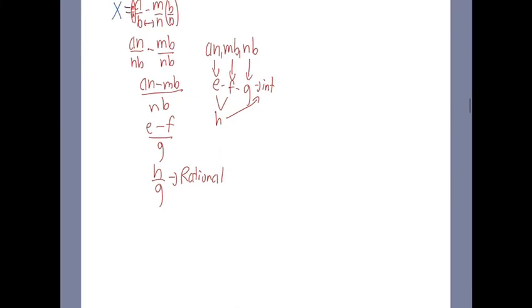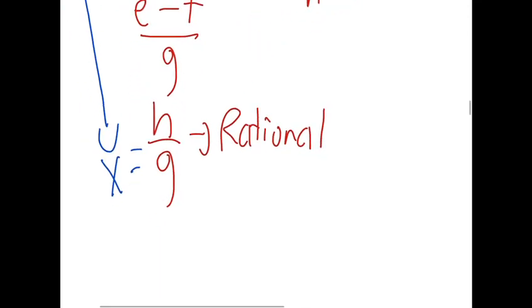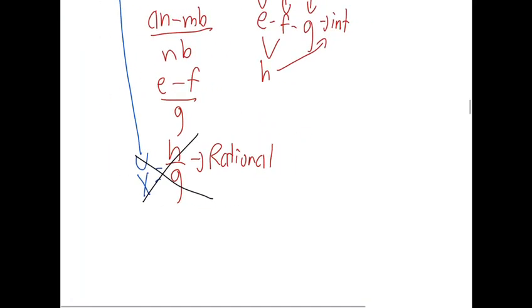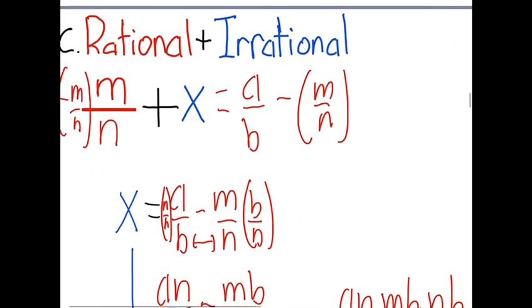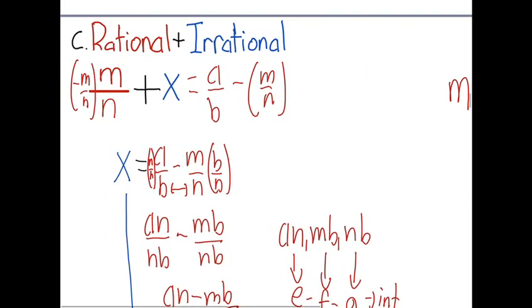Now let's bring down the x from earlier. We have that x is equal to h over g, and h over g is rational. But we said earlier that x is an irrational number. And so this must be impossible. So when we go back up, it must be impossible for m over n plus x to be equal to a rational number. Instead, it must be equal to an irrational number. And therefore, when you add a rational number to an irrational number, the answer must be irrational.